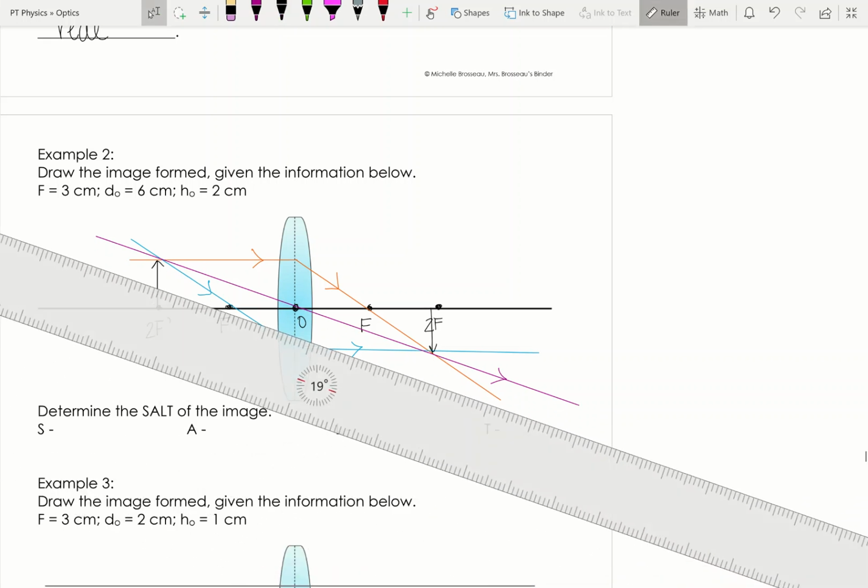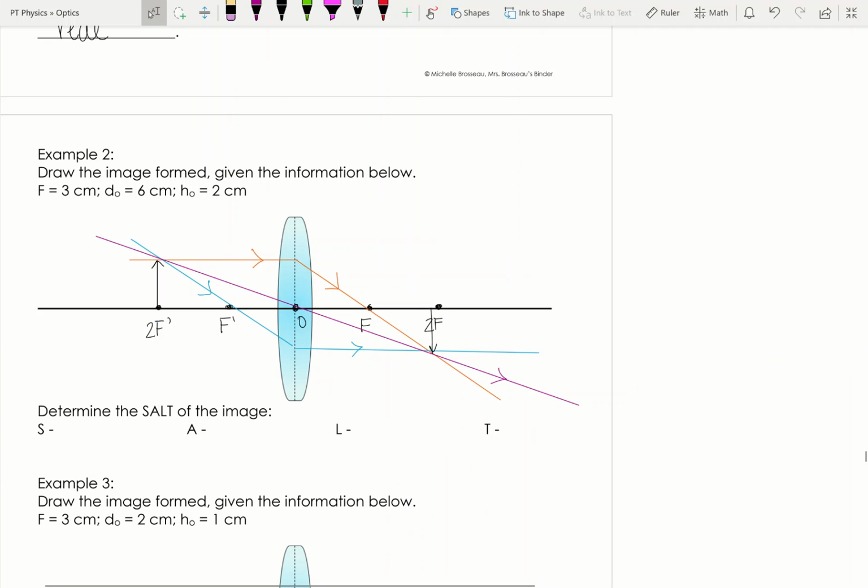Now I can tell you that mine is a little bit off. It is supposed to be the same size. It is still inverted. It is at 2F. And it is real.